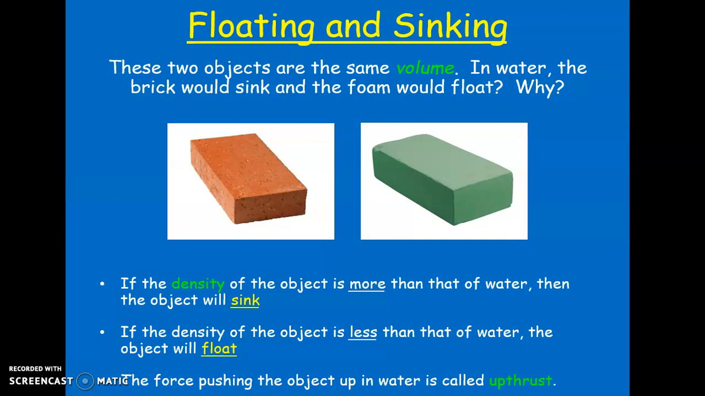If the density of the object is more than the density of water, or whatever liquid we're putting it into, then the object will sink. If the density of the object is less than the density of water, the object will float. So it's all about the density of the object compared to the density of the liquid that we're placing it in. More dense object compared to the liquid sinks, less dense object compared to the liquid floats. And if you think about a float, if you go swimming and you try to push the float down, you'll notice there's a force pushing it back up again. That force in water is called upthrust. Pause the video and please make notes on this.